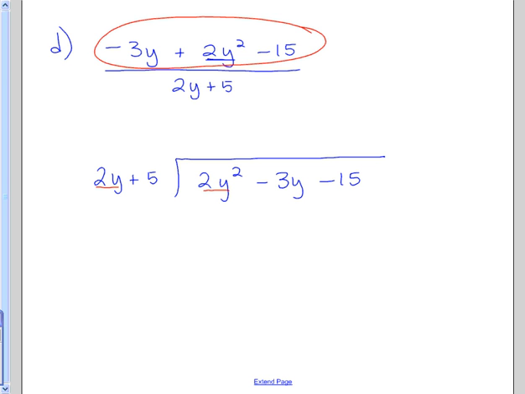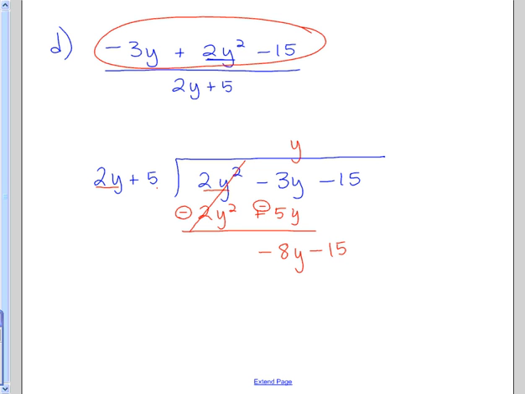2y into 2y squared. What times 2y would give me 2y squared? 1y. y times 2y is 2y squared. y times 5 is positive 5y. Change the signs. Negative, negative. They're always the opposite of what they were. Okay, 2y squared subtracts out. Negative 3y and negative 5y would be negative 8y.